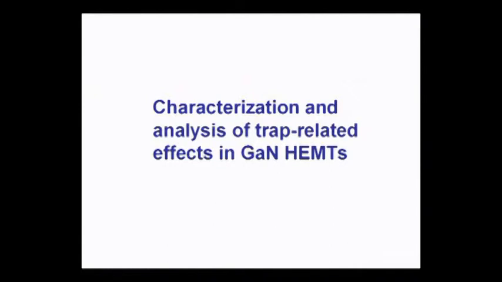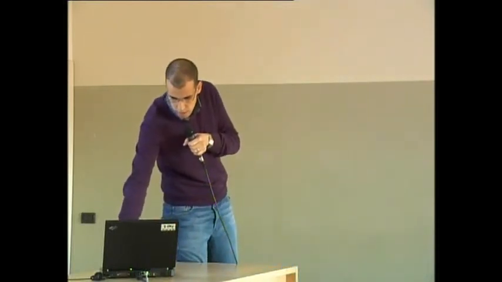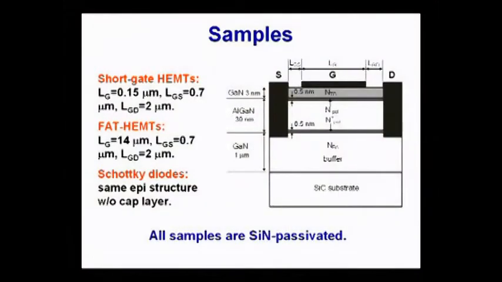Now let's move to the characterization and the analysis of trap-related effects in GaN HEMTs. The samples are short gate HEMTs, FET HEMTs, and Schottky diodes, all having the same epitaxial structure, with the exception of Schottky diodes, which do not have the cap layer.